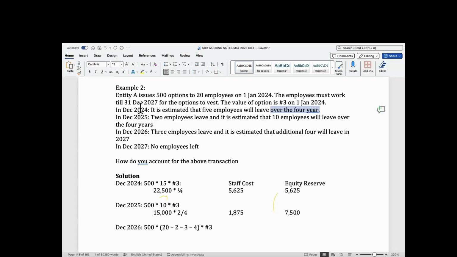So we worked with the estimates. You have to work with the estimates. So we said, okay, 15 is remaining. So these 5 did not actually leave. It's just an estimate, which can change, as you can see. In 2025, they changed the estimate to 10. We then worked with 10.